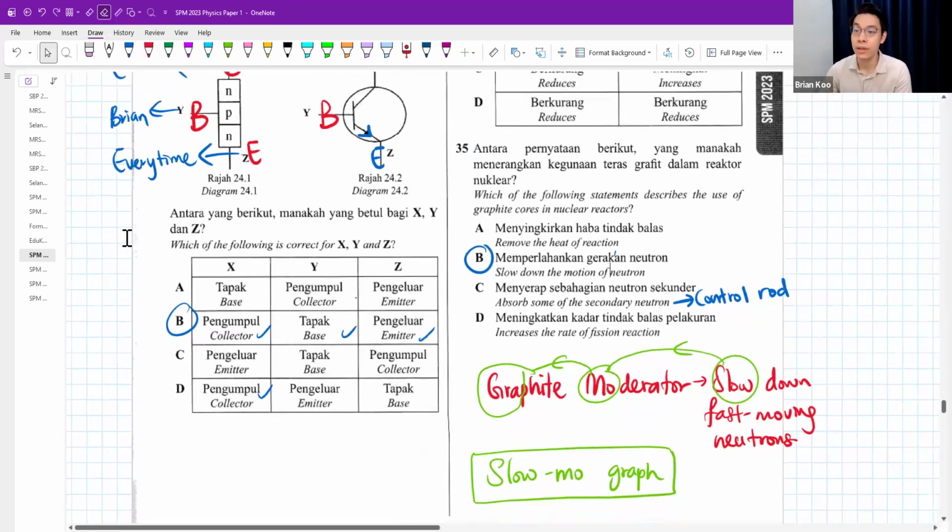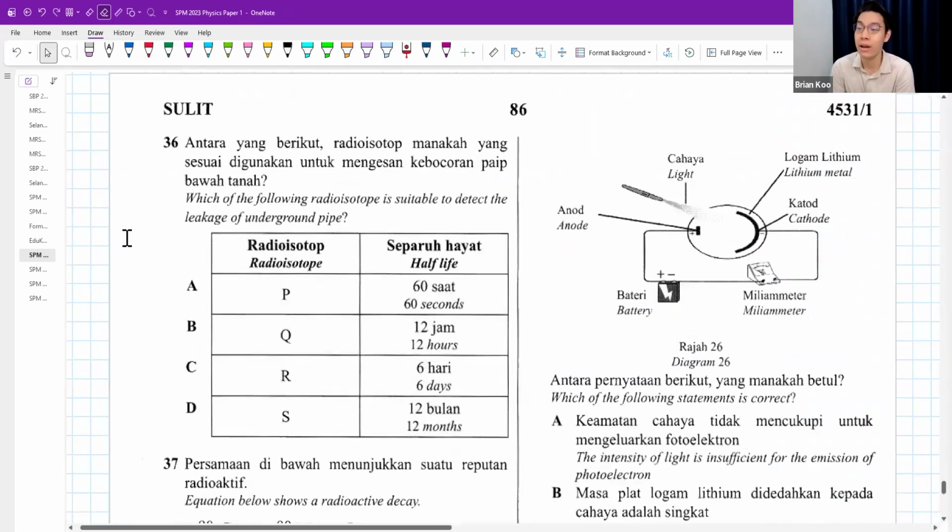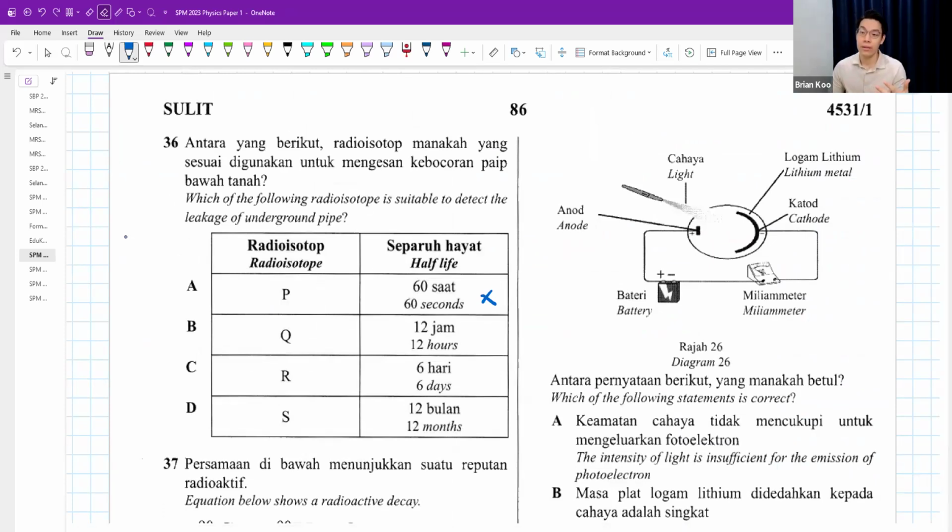Okay, 36. Which of the following radioisotopes is suitable to detect leakage of an underground pipe? 60 seconds is too short. 60 seconds means every 60 seconds, the amount of radioisotope P will decay by half. That means it becomes stable quickly, and when it's stable, there's going to be less radiation emitted. 12 months is also too long. 6 days is also quite long. I think the best answer is B.